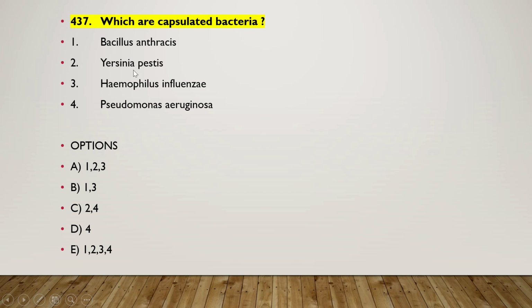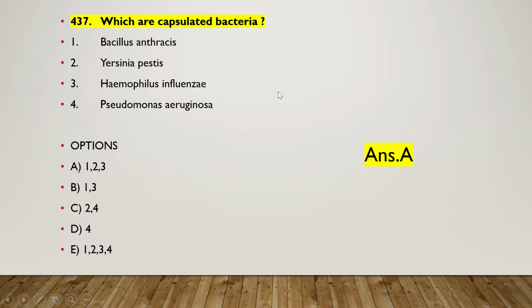Bacillus anthracis, Yersinia pestis, Haemophilus influenzae, Pseudomonas aeruginosa, and the right answer is option A. These first three options are right. So capsulated bacteria: Bacillus anthracis, Yersinia pestis, and Haemophilus influenzae.